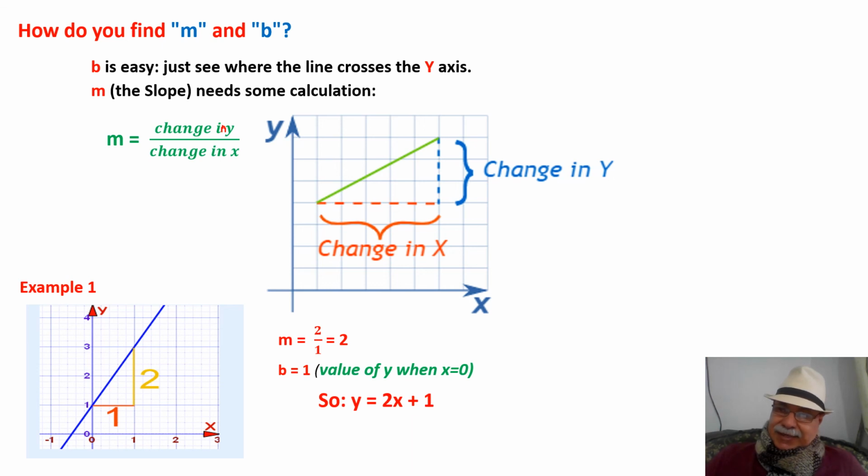What will y be for me now? It will be 2x, this 2x, plus the B. Because the general equation for the line says y equals mx plus b. M is 2 times x plus 1. This is the equation for that line.